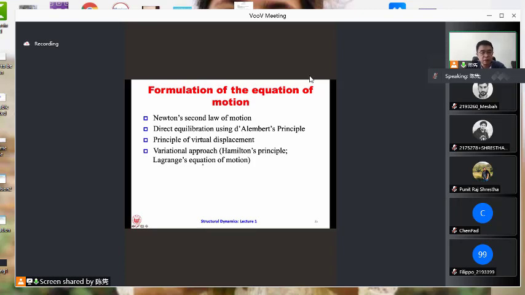One is Newton's second law. You can use Newton's second law to build the equation of motion. Or you can use D'Alembert's principle to use a direct equilibrium, sometimes called dynamic equilibrium, to develop the equation of motion. And then we can use the principle of virtual displacement, variational methods, or the Lagrange equation to develop the equation of motion.